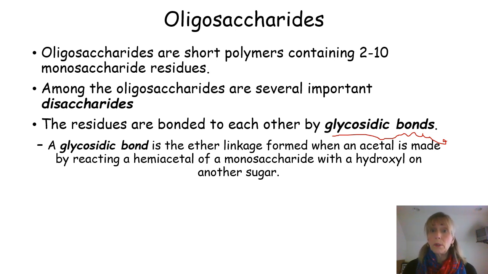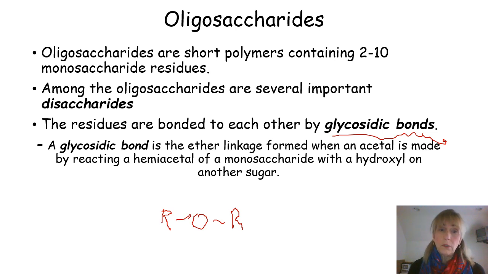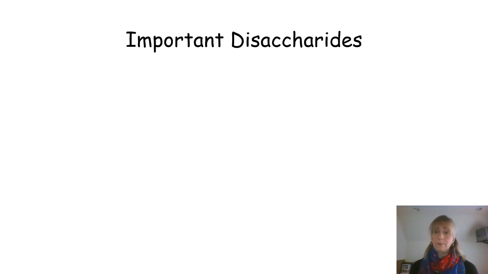Remember what an ether is? An ether linkage is R-O-R, meaning we have an oxygen sandwiched between two carbons. So we're going to link two monosaccharide units with an ether. An ether bond. That's what a glycosidic bond is. It's an ether linkage formed when an acetal is made by reacting a hemiacetal of a monosaccharide with a hydroxyl on another sugar.